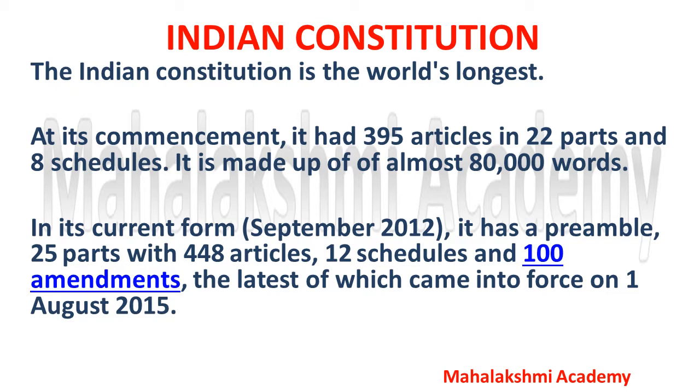So we are going to learn those 22 parts through a short code and 8 schedules. It is made up of almost 80,000 words. In its current form, as of September 2012, it has a preamble, 25 parts with 448 articles, 12 schedules, 100 amendments, the latest of which came into force on 1st August 2015.